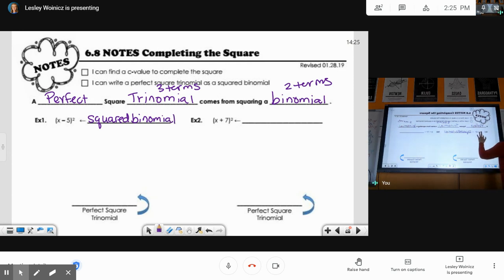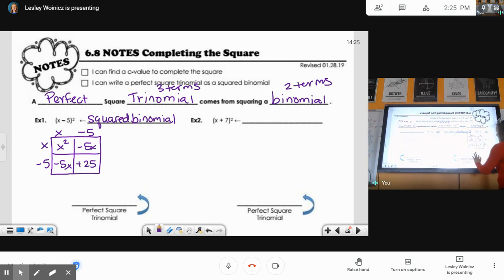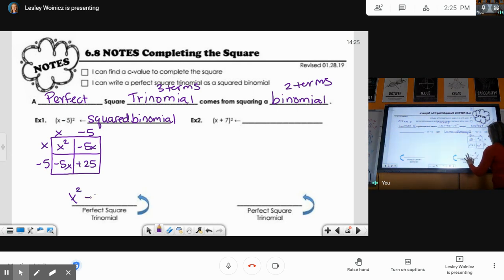And so if I square this, I'm just multiplying it by itself. So I'm boxing it, doing extended distribution, multiplying it by itself. So I'm getting x minus 5 times x minus 5. I get x squared, negative 5x, negative 5x again, and then the negative 5 times negative 5 is positive 25. Okay, and then when I combine my like terms and write it in standard form, I get x squared minus 10x plus 25. And this is my perfect square trinomial. 3 terms.